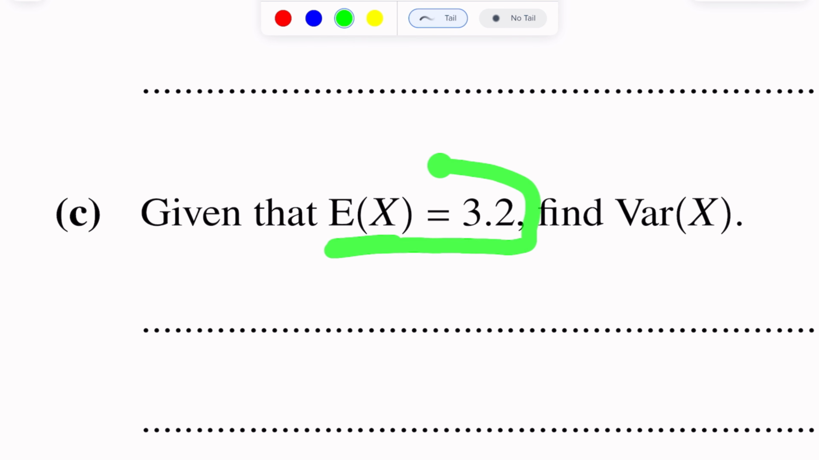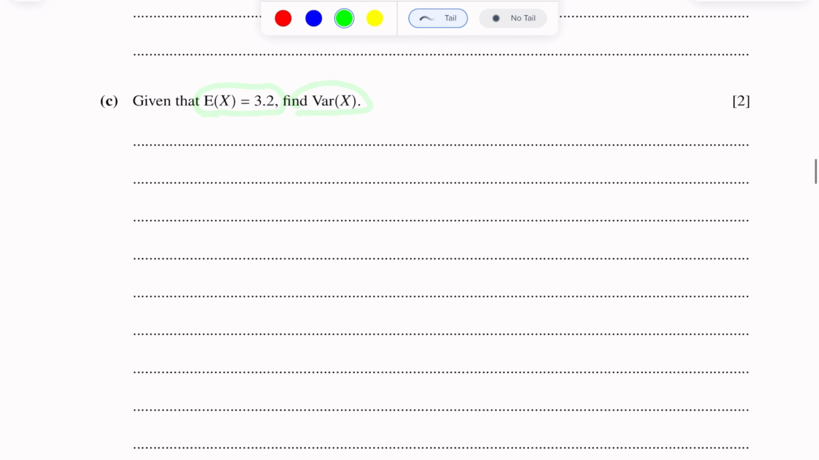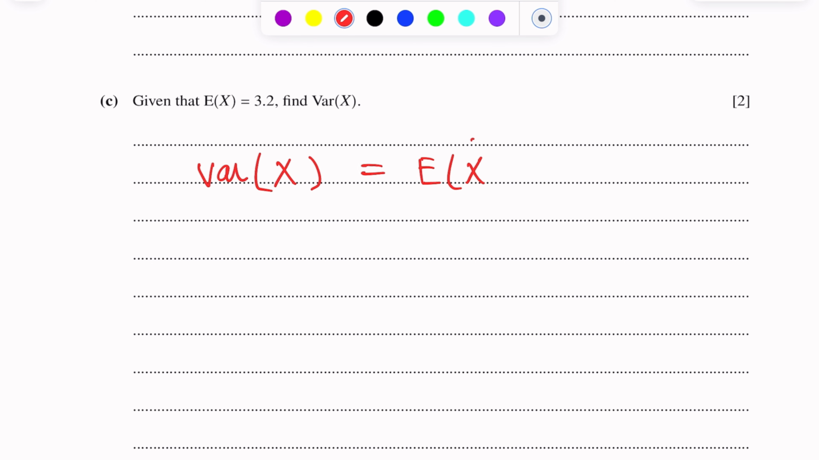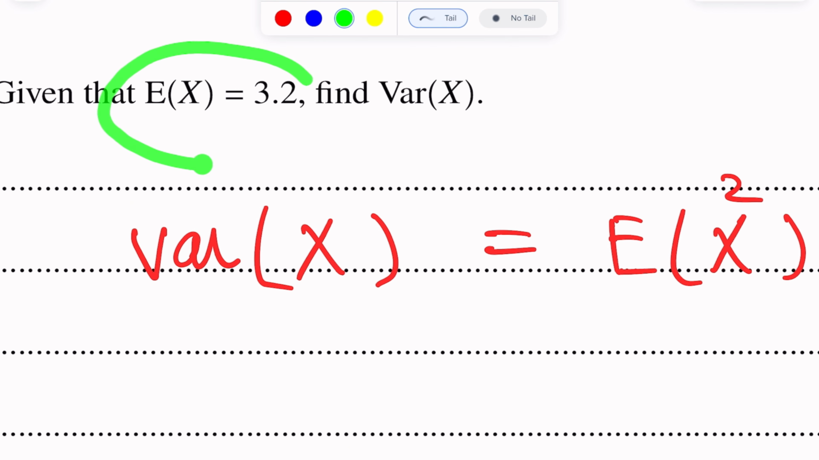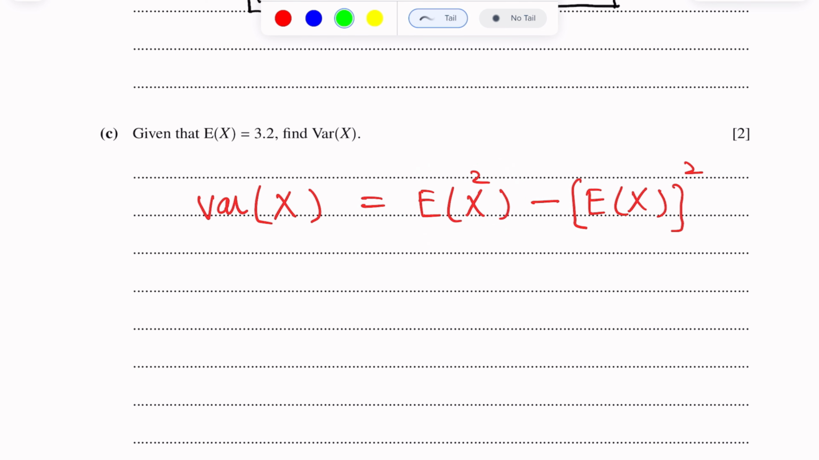Now the next part of this question, part C, is given that E(x) is 3.2. E(x) shows the mean value of x. Find the variance of x. Now the formula for variance of x is E(x squared) minus E(x) whole squared. E(x) is given as 3.2. We can put here the value of E(x), but we need E(x squared), so first we will find E(x squared).